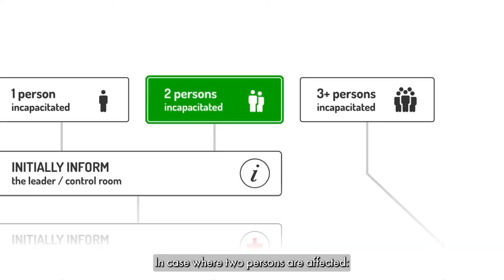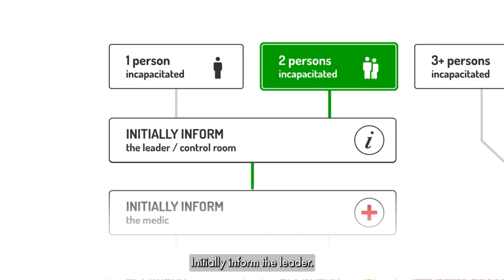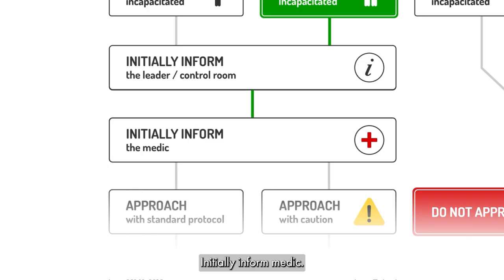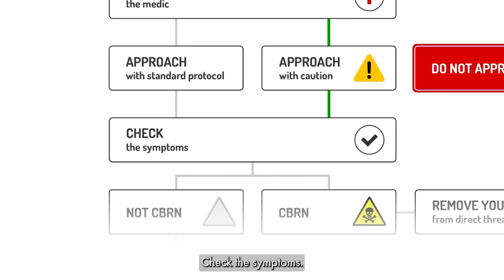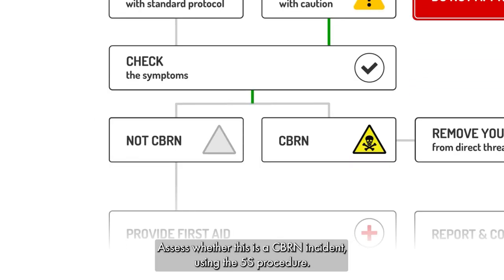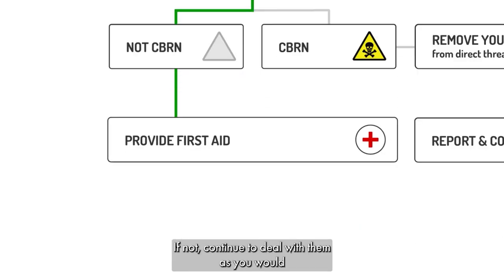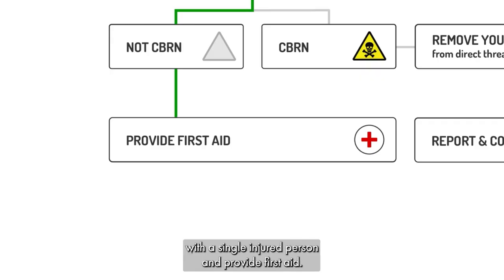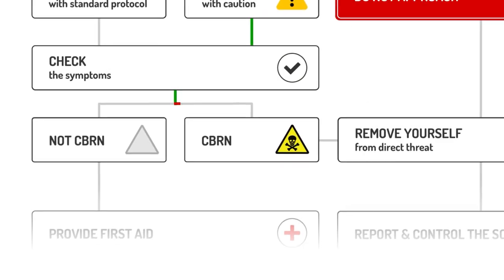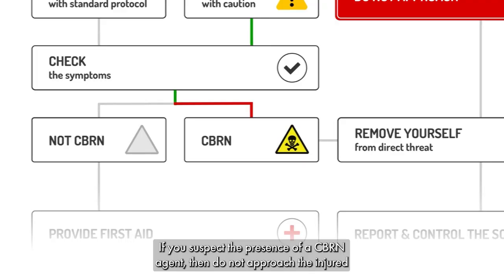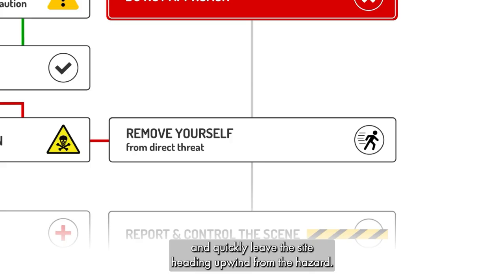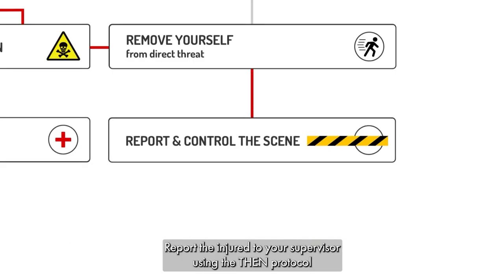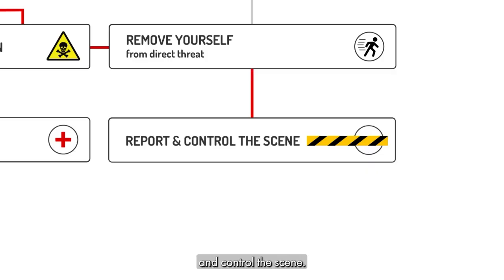In the case where 2 persons are affected, initially inform the leader. Initially inform the medic. Approach the injured people with caution. Check the symptoms. Assess whether this is a CBRN incident using the 5S procedure. If not, continue to deal with them as you would with a single injured person and provide first aid. If you suspect the presence of a CBRN agent, then do not approach the injured, and quickly leave the site heading upwind from the hazard. Report the injured to your supervisor using the established protocol and control the scene.